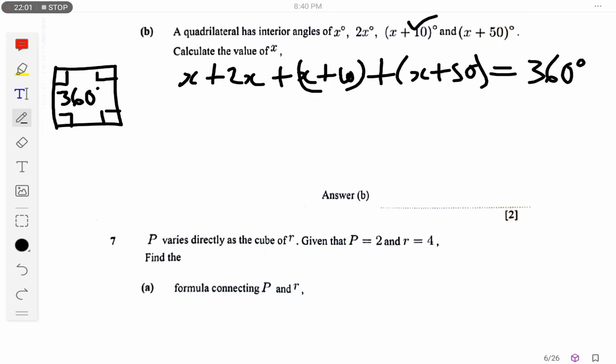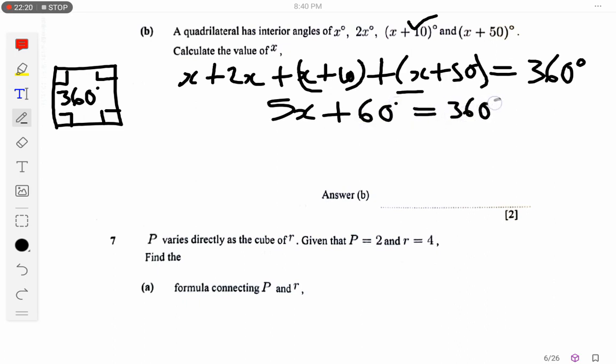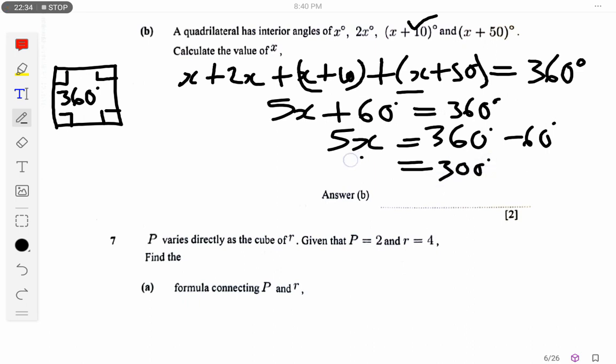Then we simplify. So it means I'm going to have x plus 2x, that's 3x, plus x, that's 4x, then plus this x, we get ourselves 5x. So I'm getting 5x here. Then I have 10 and 50, so it's going to be plus 60 degrees here is equal to 360 degrees. So I can take that side, and it becomes a minus. So I'll have 5x is equal to 360 degrees minus 60 there. So we get here 300 degrees is equal to 5x.